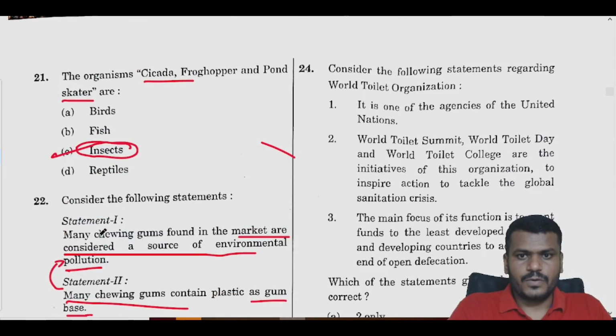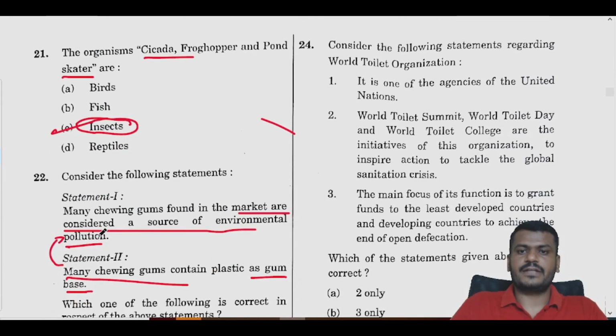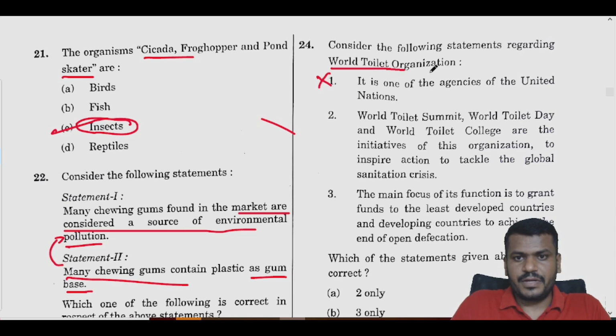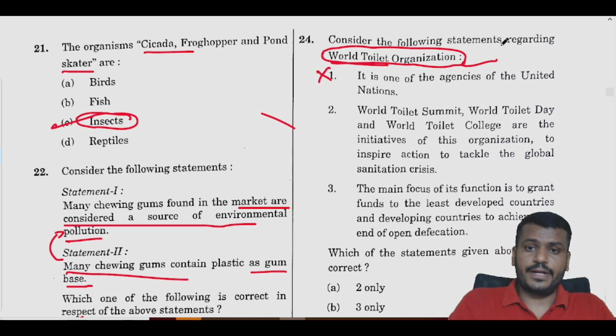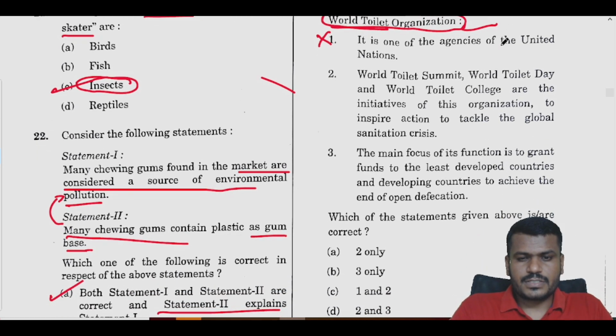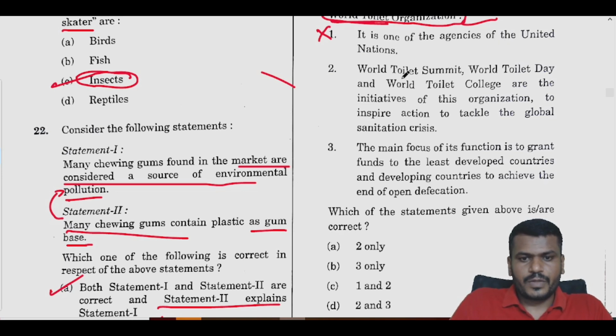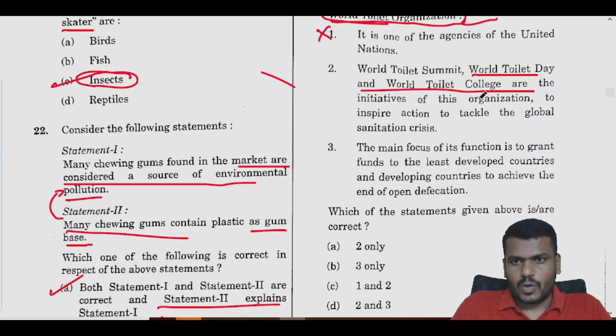Okay, next, World Toilet Organization. They are asking about the World Toilet Organization. It is one of the agencies of the United Nations? No, it is not an agency of the United Nations. It's an intergovernmental organization. See, Brindeshwar Pathak died this year, and that's why at that time it was again in the news, Sulabh toilets. And the second statement, definitely, World Toilet Summit, World Toilet Day, and World Toilet College are initiatives of the organization to inspire action to tackle the global sanitation crisis.